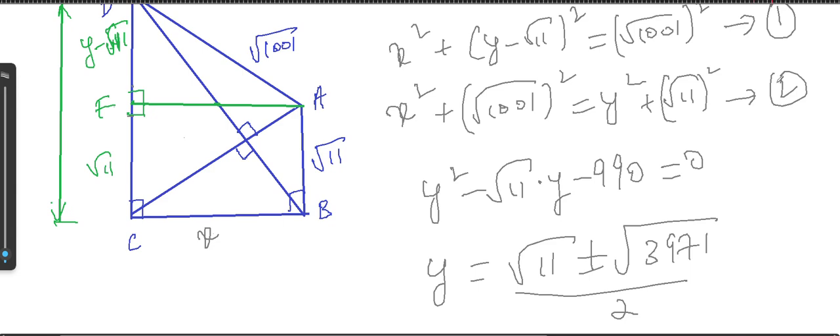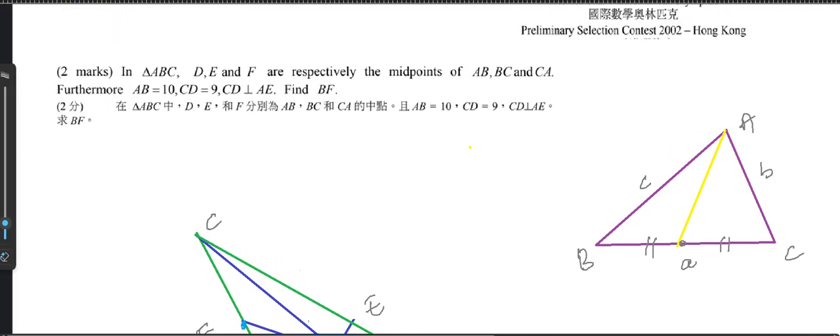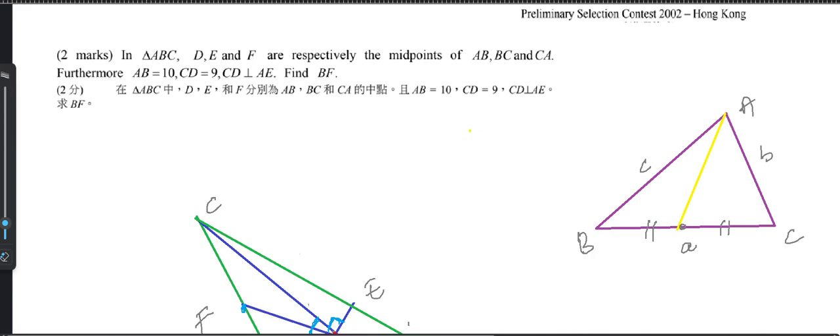Okay, so we go to the next problem. That is also a very interesting problem. Hong Kong Olympiad has got two sections, 1 mark section and 2 mark section. So here, if you observe, in triangle ABC, D, E, F are respectively the midpoints of AB, BC, CA. Furthermore, AB is equal to 10, CD is equal to 9, CD is perpendicular to AE. Find BF.